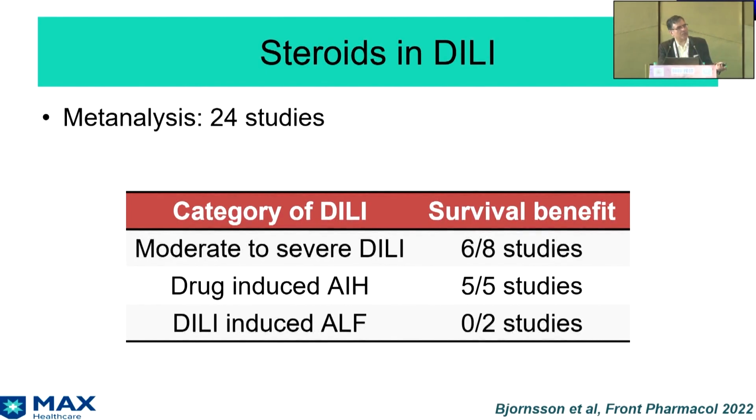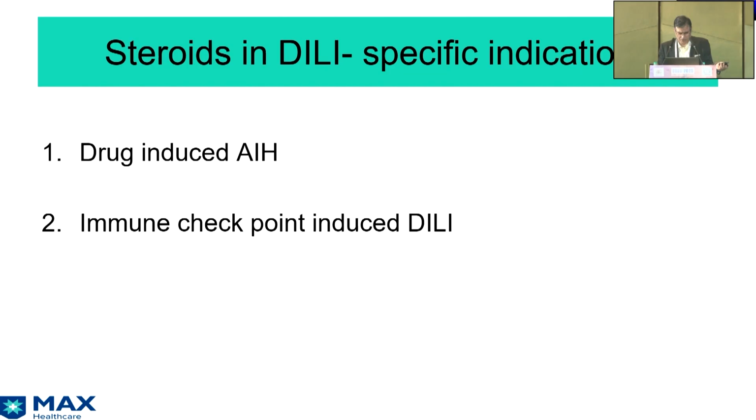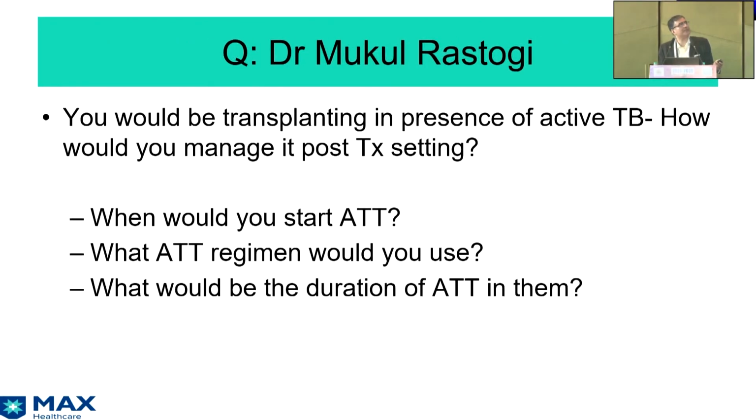However, in DILI-induced ACLF, this was a meta-analysis. There were 2 studies in which none of these studies showed survival benefit in DILI-induced ACLF or ALF with steroids. Like you said, the specific indications are drug-induced AIH, and now with a rampant use of immune checkpoint inhibitors, immune checkpoint-induced DILI, which is like autoimmune hepatitis, but not exactly autoimmune hepatitis, but has a good response. Almost 80% of patients will respond to steroids or other immunosuppressants.